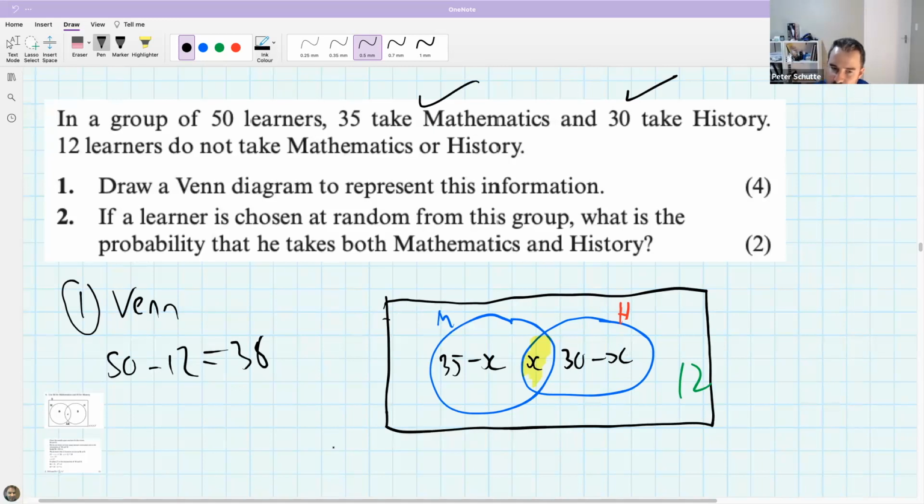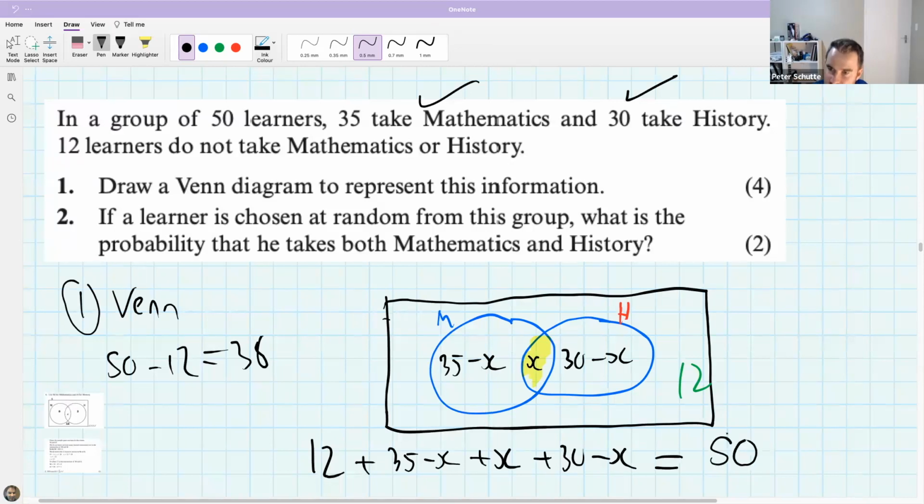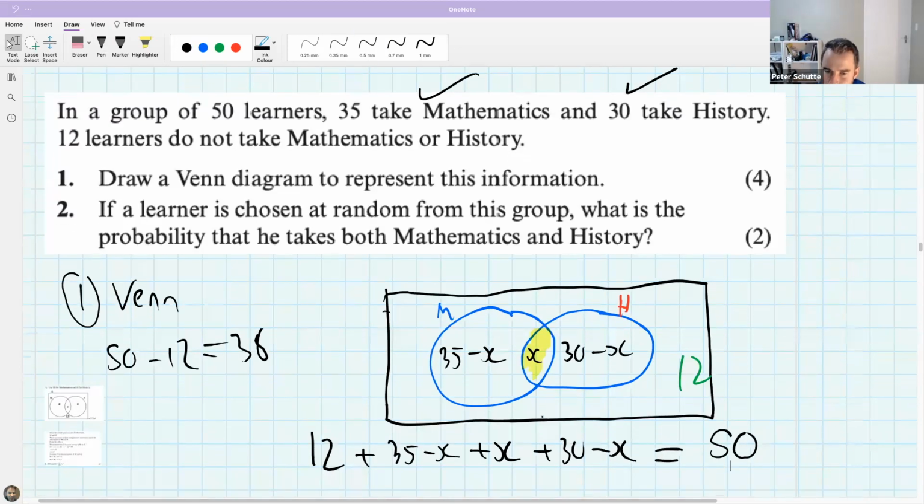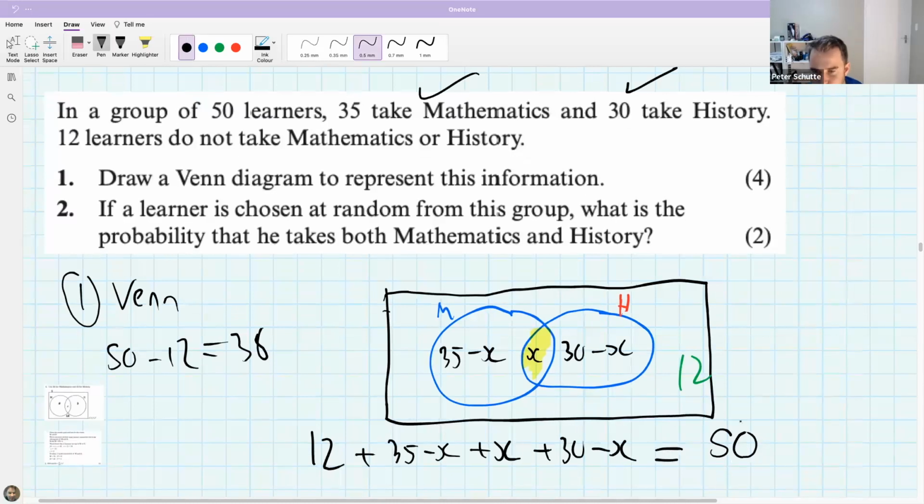So what you need to do is say, well, 12 plus 35 minus x plus 30 minus x is equal to what? Well, it's equal to the total of the whole thing, which is 50. Give me a thumbs up if you followed my logic. Give me a thumbs down if you are unsure.